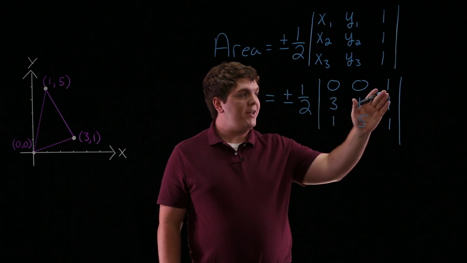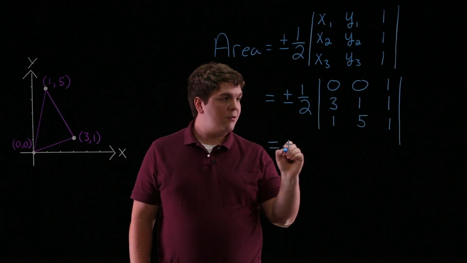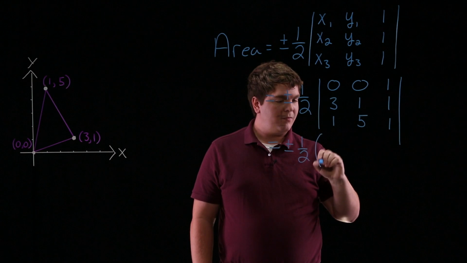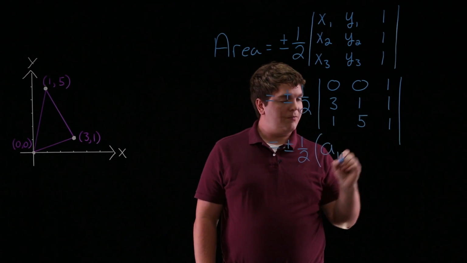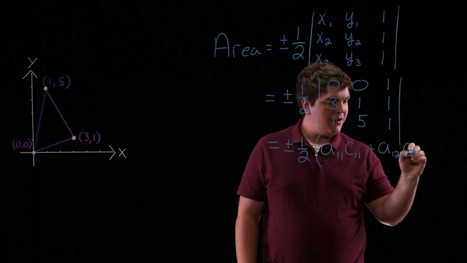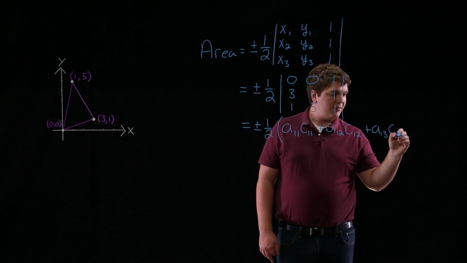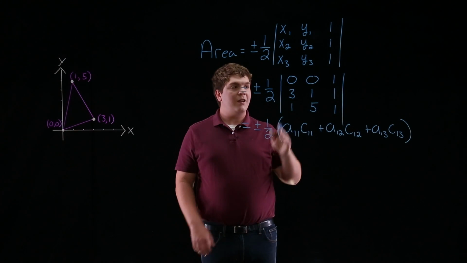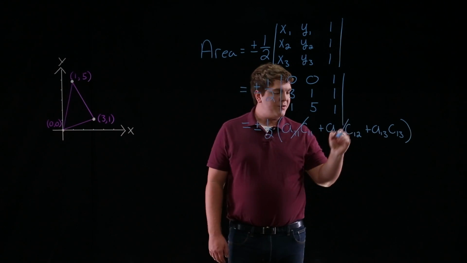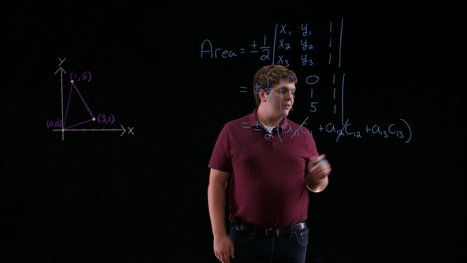And what we see is that it would probably be easiest to expand along the first row. So this is going to be plus or minus 1/2 times A1,1 times C1,1 plus A1,2 times C1,2 plus A1,3 times C1,3. Well, by looking at our matrix, we see that A1,1 and A1,2 are both 0. So these two terms cancel. So what we're left with is our area is going to be plus or minus 1/2 times 1 times C1,3.